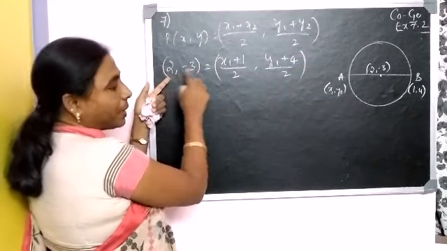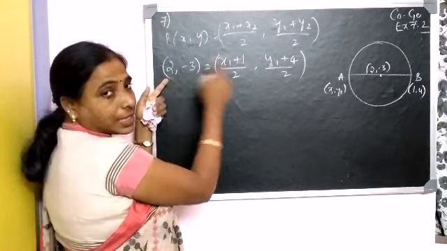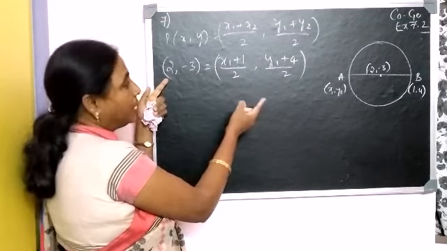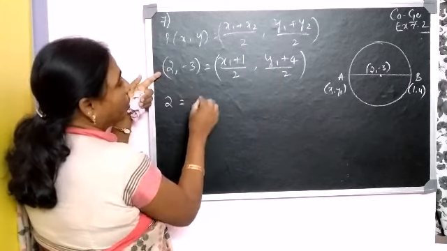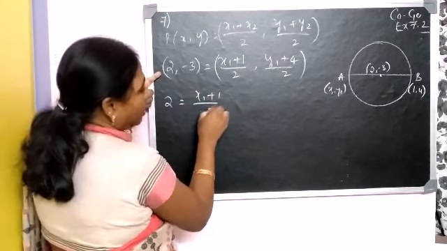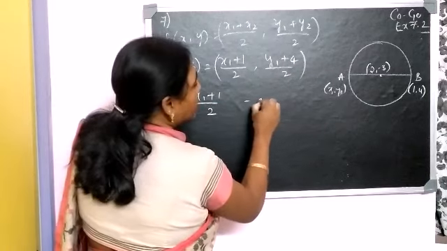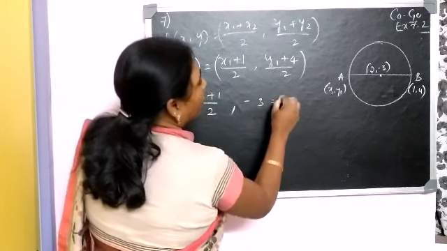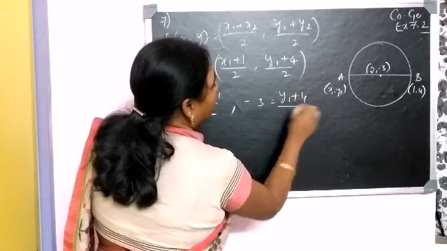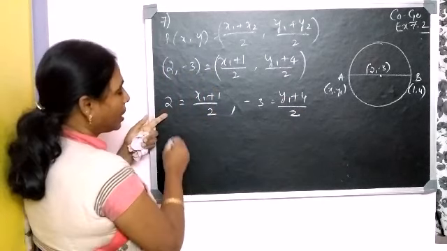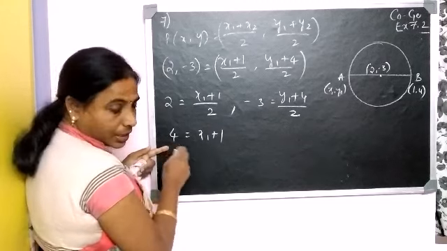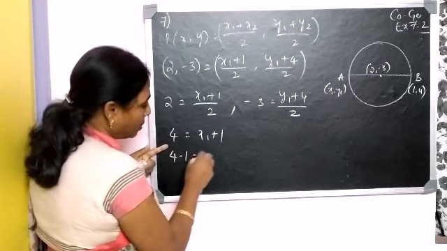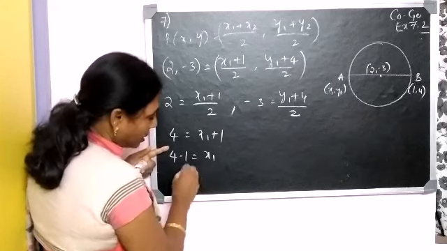Now the first part is equal to the first one, x-ordinate and x-ordinate, y-ordinate and y-ordinate. Therefore 2 is equal to x1 plus 1 by 2, and minus 3 is equal to y1 plus 4 by 2. Okay. Now 2 twos are 4, which is equal to x1 plus 1. Bring this 1 to the other side. So 4 minus 1 is equal to x1. So x1 I got as 3.